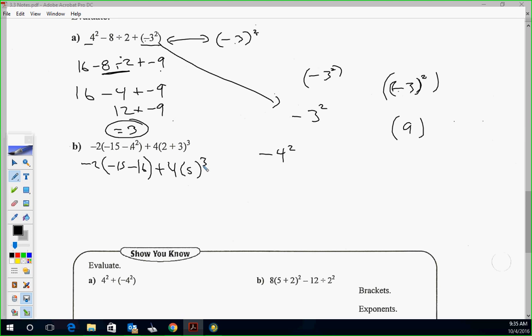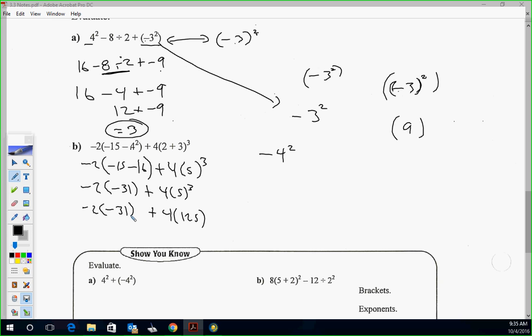I'm going to combine this guy now. So that's negative 2 times negative 31 plus 4 times 5 cubed. Okay, 5 cubed is 125. So we have all exponents and all brackets taken care of. These are just parentheses in terms of organization, but the operation is multiplication. So we have all exponents and bracket work done.